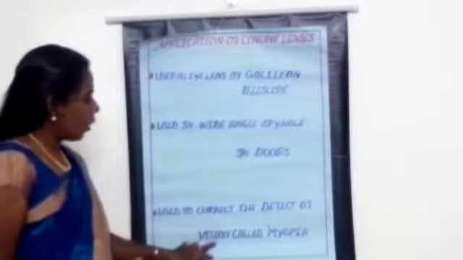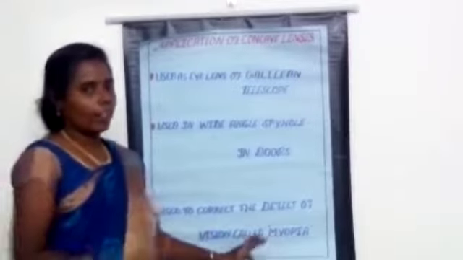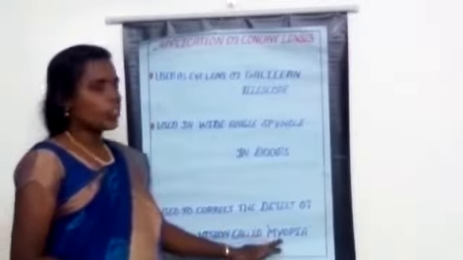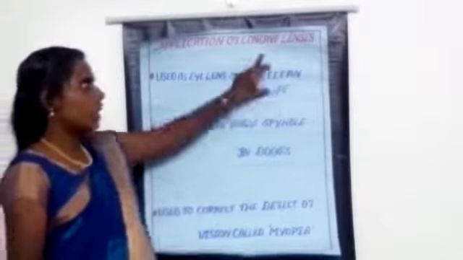The next one is that it is used to correct the defect of vision called myopia. Already I told you there are different types of defects. This one is the short sight problem. Myopia can be corrected by using concave lenses. So these are the uses of concave lenses.